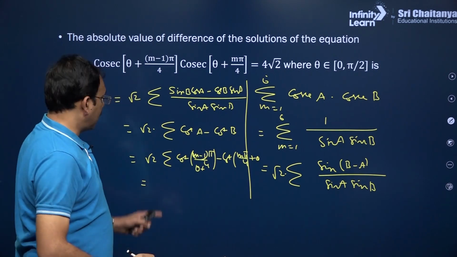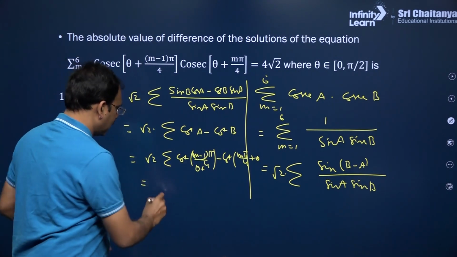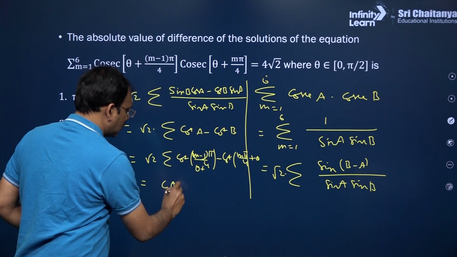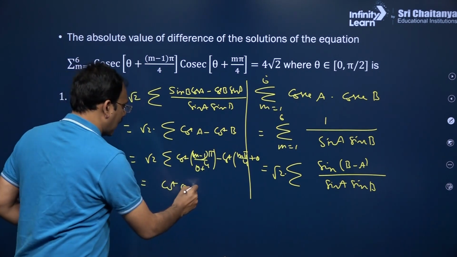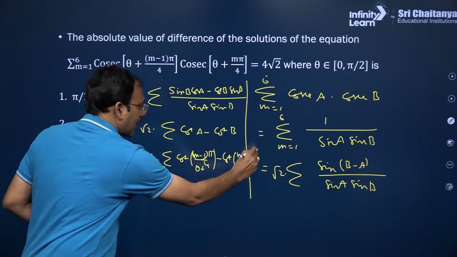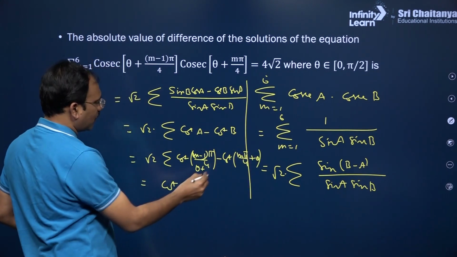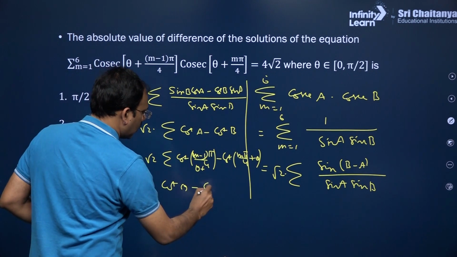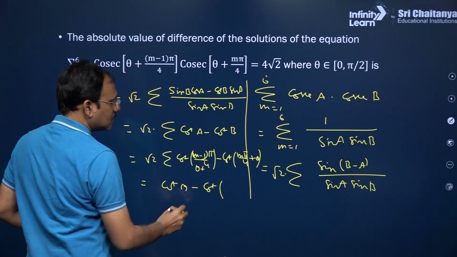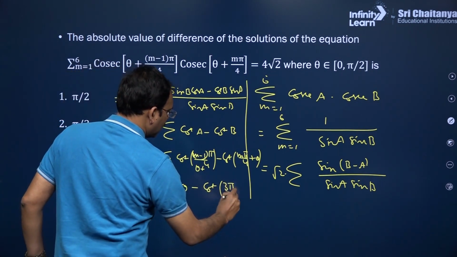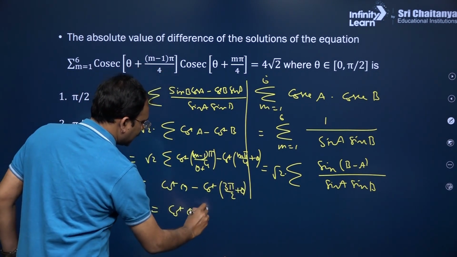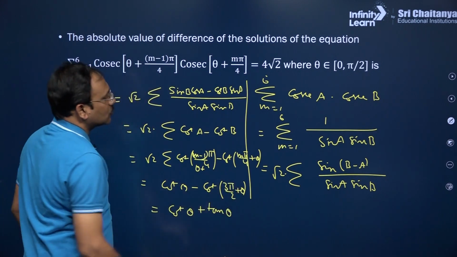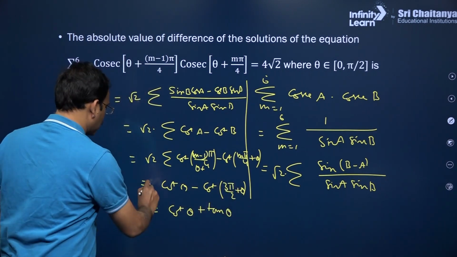Now, when you put m is equal to 1, the first element is cot theta, and the second one cancels. After applying sigma and the cancellations, when m is equal to 6, you are going to get cot of 6 pi by 4, which is 3 pi by 2 plus theta. So this is cot theta plus tan theta. Of course, he is asking us root 2 into.